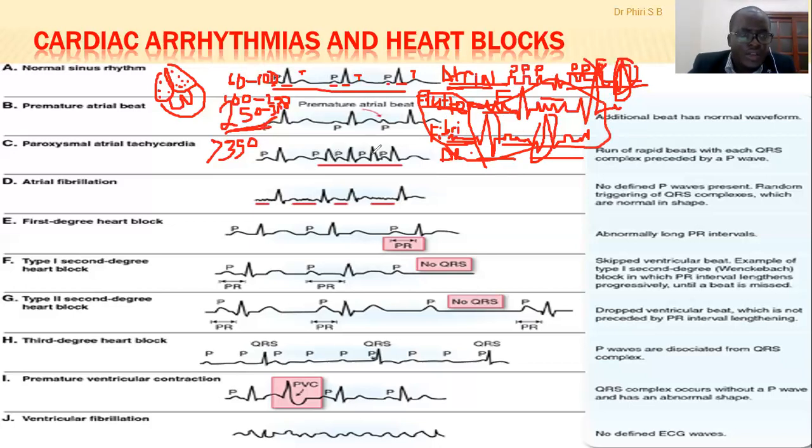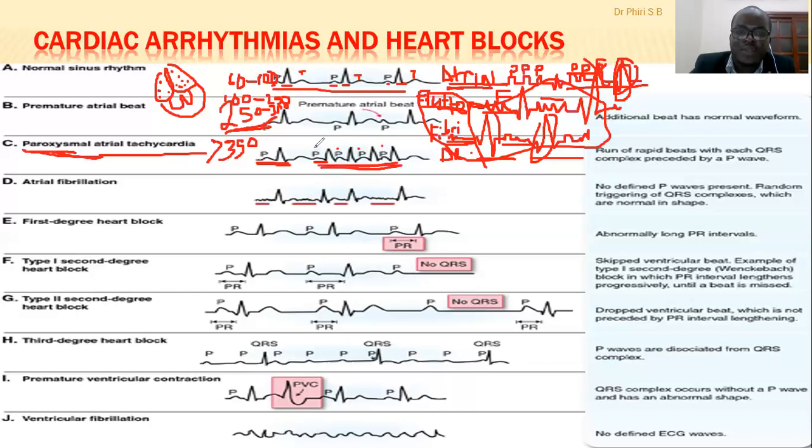Then down here, you have paroxysmal atrial tachycardia. Paroxysmal means sudden atrial tachycardia. You can see here you have a normal sinus rhythm. Then you have another P wave with a normal sinus rhythm, but you have these P waves now that are so close to each other that they bring about a tachycardia. This is sudden, that's why it's called paroxysmal atrial tachycardia. So sometimes you have a normal rhythm and then a sudden tachycardia.